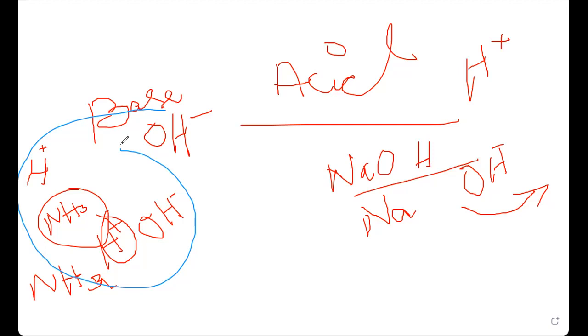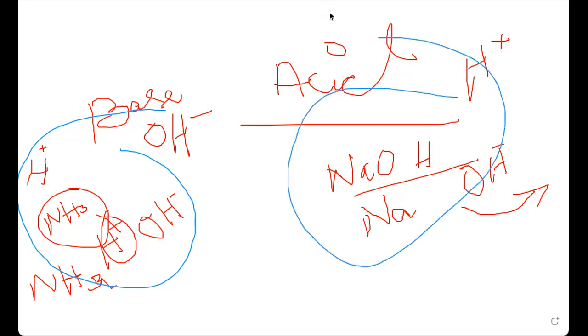But we have one more thing, that is NaOH. NaOH is a stronger base. NaOH is considered a stronger base. And why are we calling it a base? It cannot accept H plus ion. This is impossible for NaOH. Then why are we calling it a base?